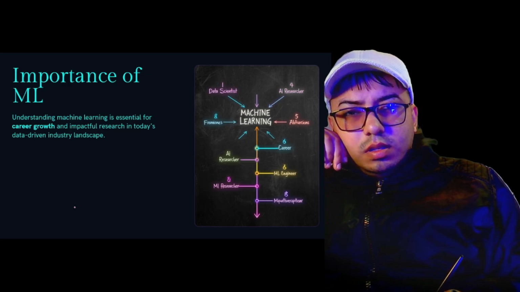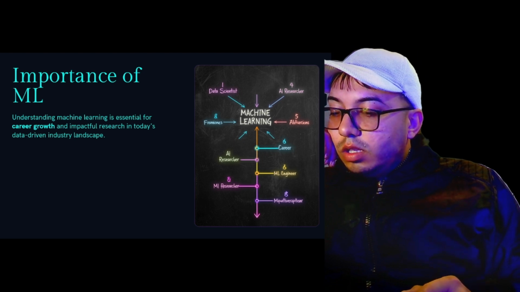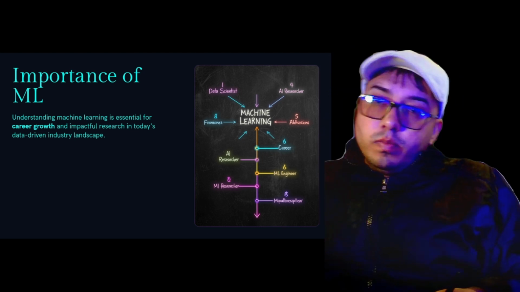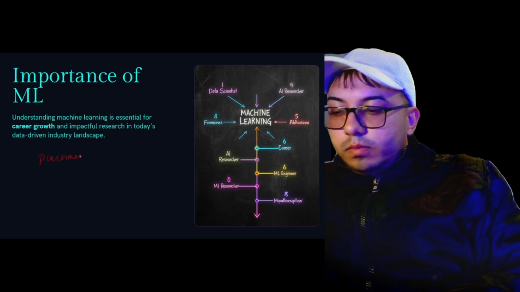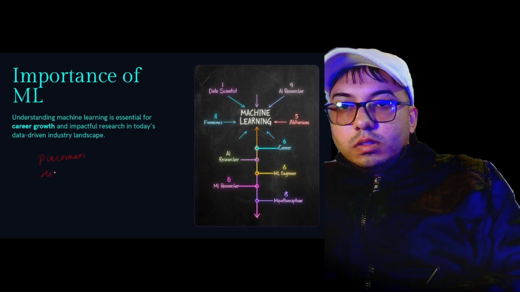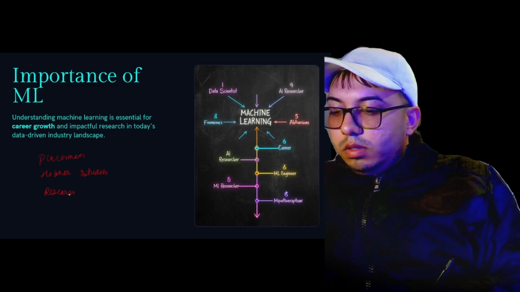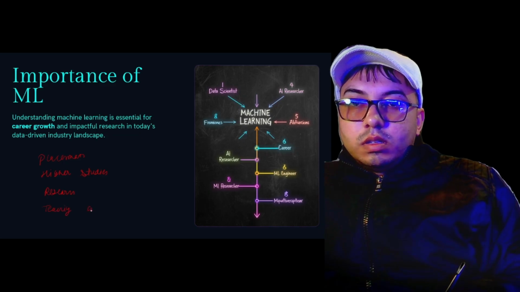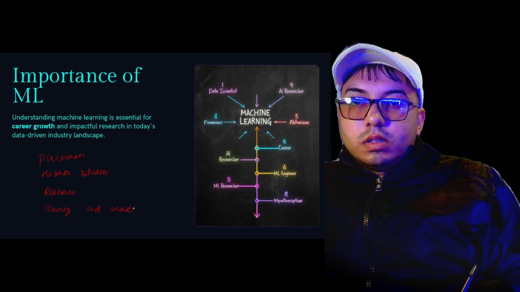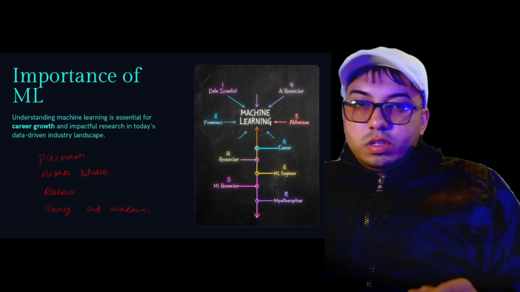So why should students learn machine learning? For computer science students and research scientists, machine learning is no longer optional. It is important for placements, higher studies, research, teaching and academics. ML is a core skill for future-ready serious professionals. Okay.